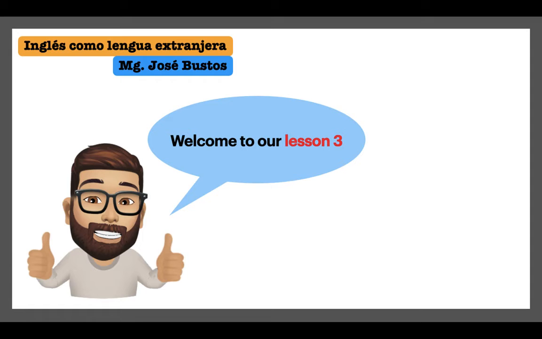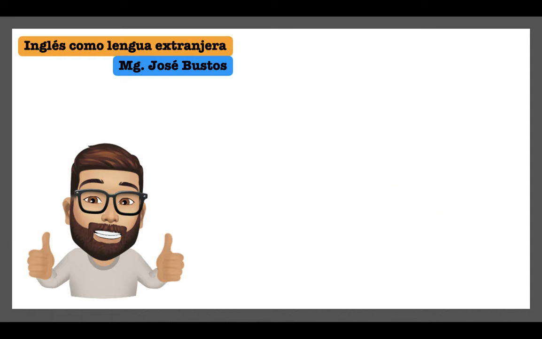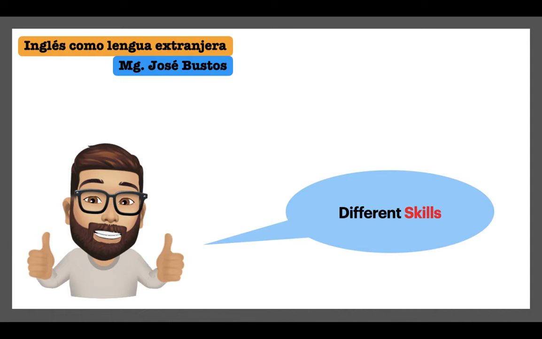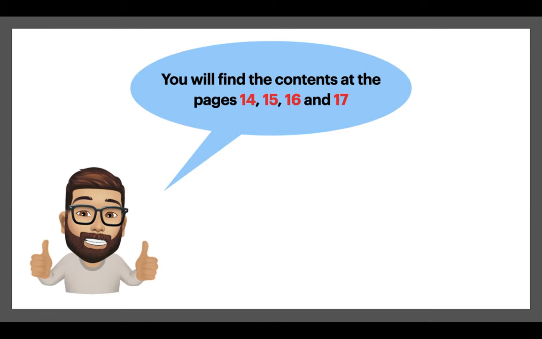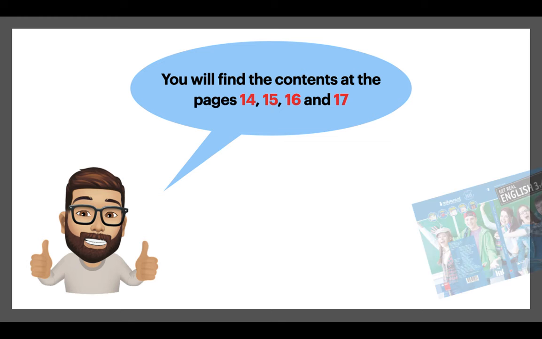Welcome to our lesson 3, Different Skills. The objective of the class is to identify different skills and disabilities. You will find the contents at pages 14, 15, 16, and 17 of your book.